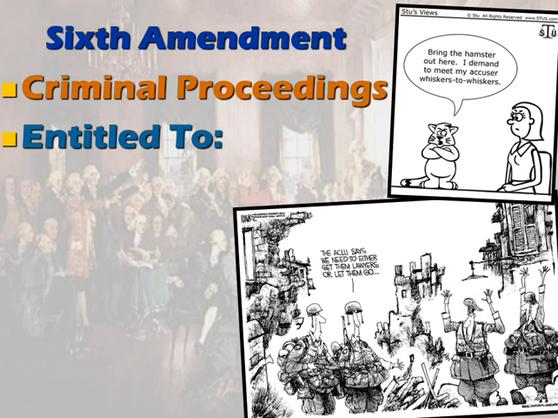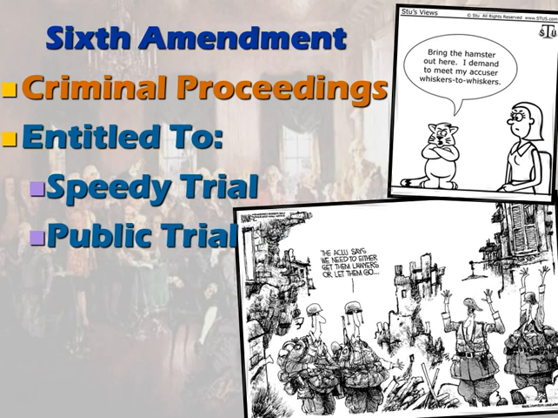The Sixth Amendment also protects you in the event of criminal proceedings, in the event that you're accused of a crime. It says that if you're accused of a crime, you are entitled to a speedy trial. So the police can't just put you in jail and hold you there for 20 years without a trial. You also have the right to a public trial so that people can see what's going on, and that public trial should be a jury of your peers.